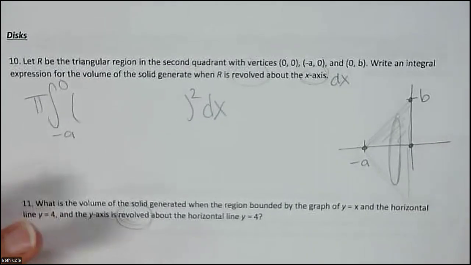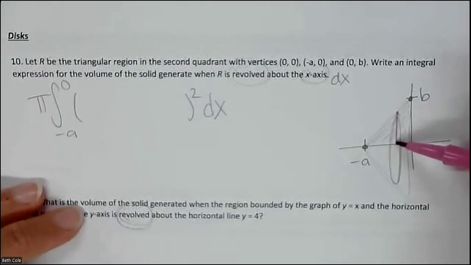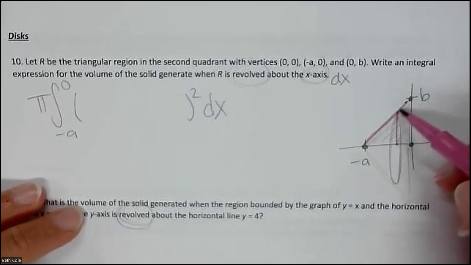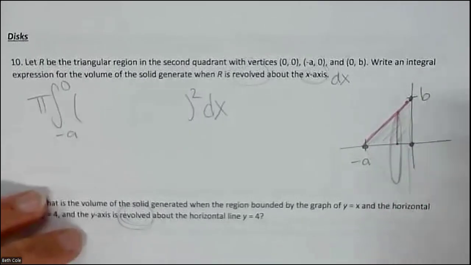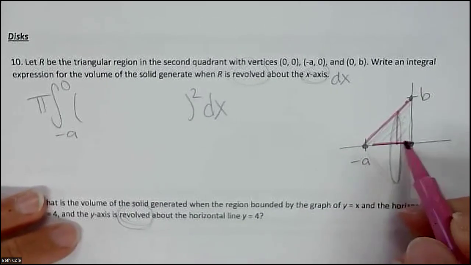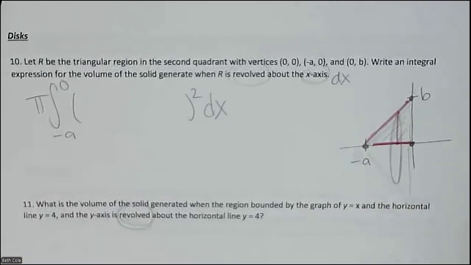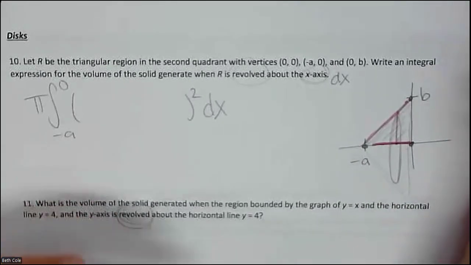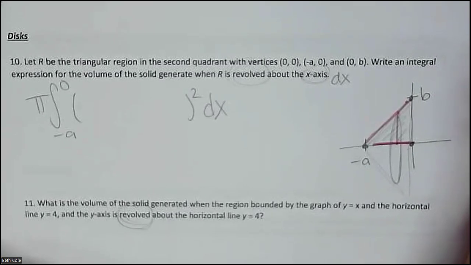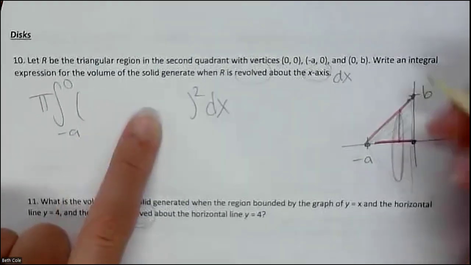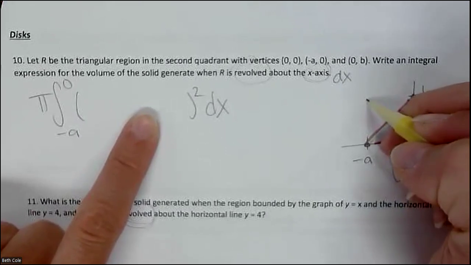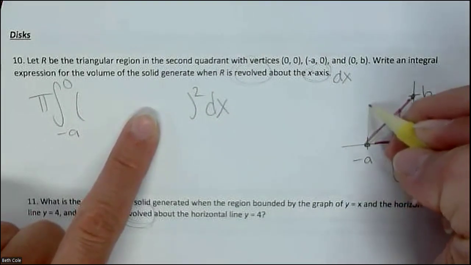All right, now your radius is going to be upper minus lower. So your upper graph is this line. We're going to have to write an equation for that. The lower one is the axis, which is 0. Do you guys remember good old y equals mx plus b? That's what we're going to do here. So what is your slope? You go up how much and over how much?